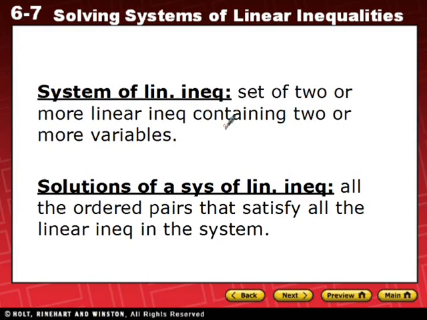A system of linear inequalities is a set of two or more linear inequalities containing two or more variables. We're really just going to be working generally with two linear inequalities with two variables, x and y. The solutions of a system of linear inequalities are all the ordered pairs that satisfy all the linear inequalities. So for us, it's usually both linear inequalities in the system. Get those two vocabulary terms written down there on page 88. Pause it if you need more time.